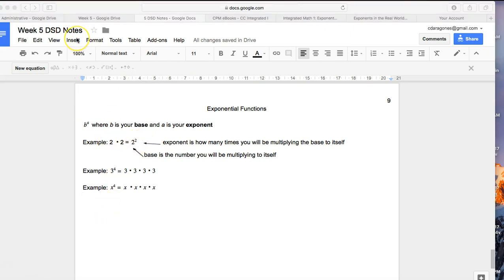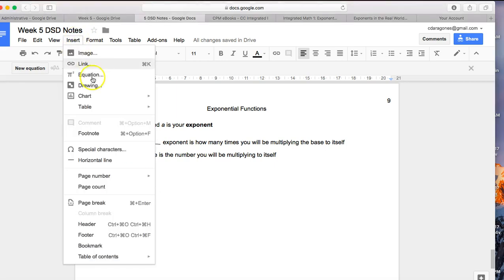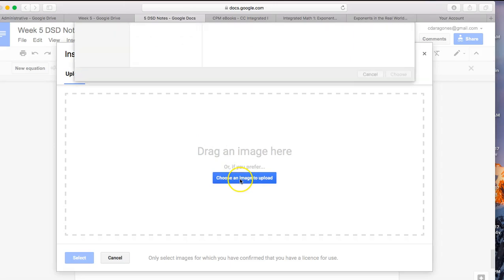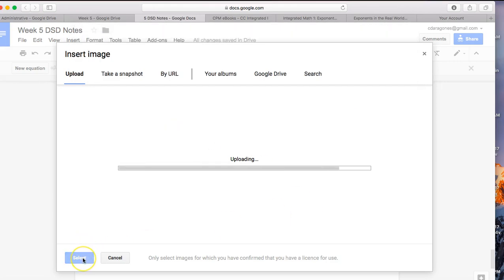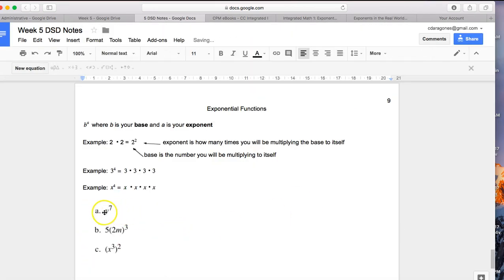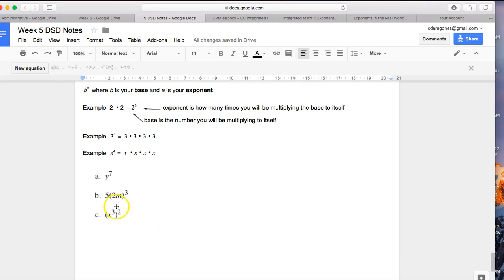So the 3 expressions I want you to expand are a equals y to the 7th, 5 times 2m to the 3rd, and then x cubed to the 2nd, or squared. Now, I know these ones are a little trickier because they have parentheses. I want to give you 2 hints. Hint number 1, apply the exponent to what is in the parentheses. Okay? To everything in the parentheses.